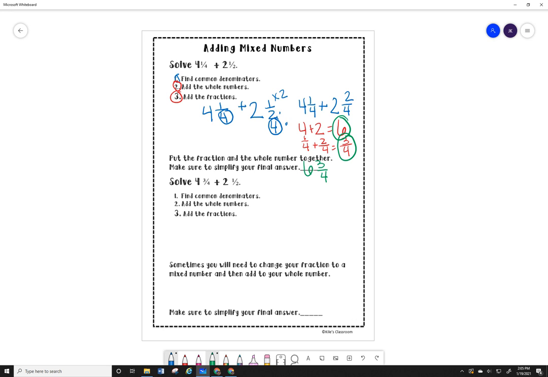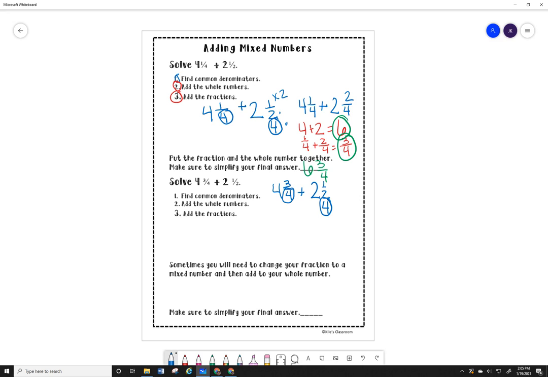The first thing I want to do is find a common denominator. So my problem is 4 3/4 plus 2 1/2. So let's make a list of multiples and find my common factor. So 2 times 1 is 2. 2 times 2 is 4. And there's the match already. I don't have to go very far.